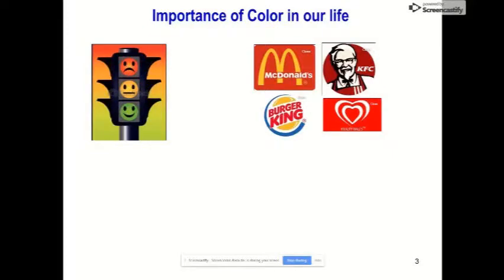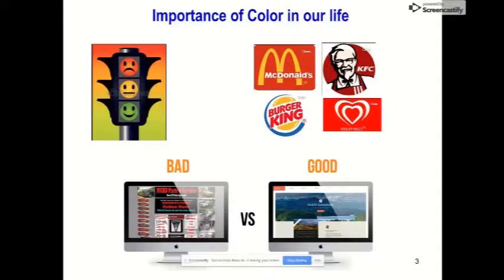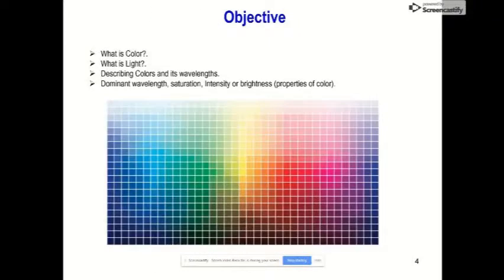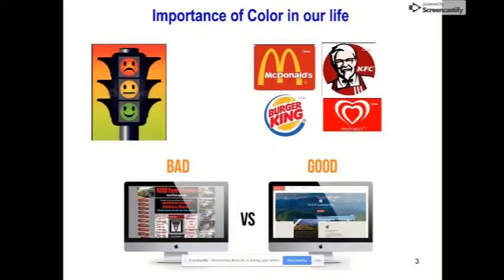Now coming to our own field, computer science engineering. Just observe the web page shown on the left side. It is so clumsy, used very bright colors to display the web page, which is less readable to the users, whereas the web page located on the right side uses saturated hues and a good color combination, which is more readable. Hence, color plays a vital role in our day-to-day life.